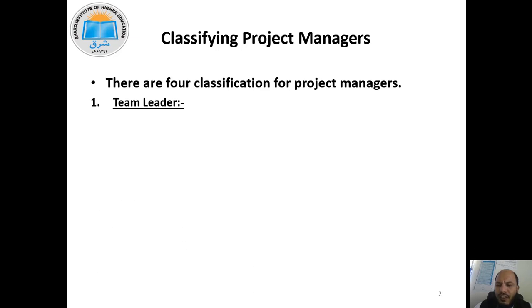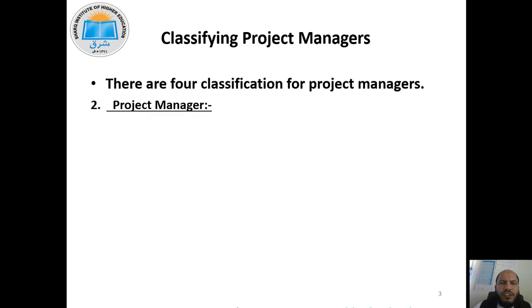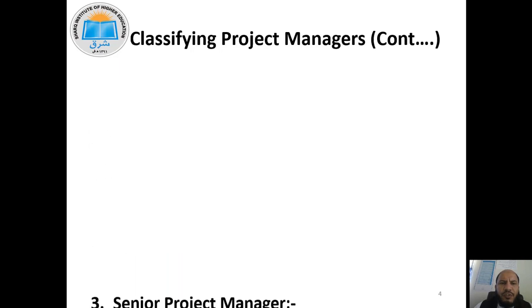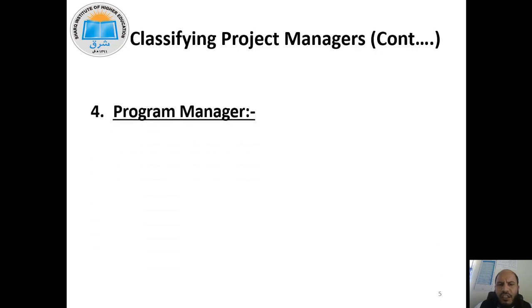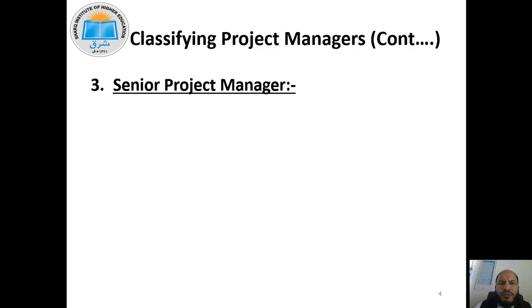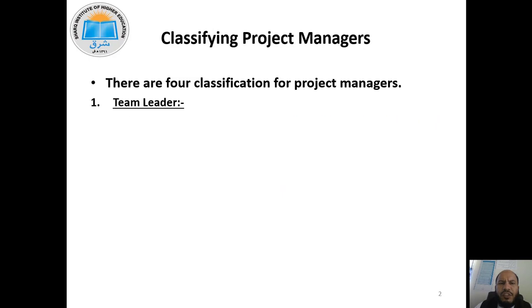The first one is called the team leader. The second one is called the project manager. The third one is called senior project manager, and the fourth one is called the program managers. So there are four classes. We will discuss each class one by one. Dear students, the first type of project managers are called team leader.